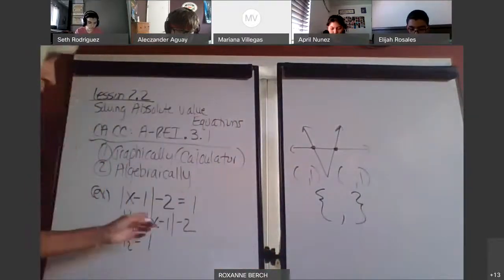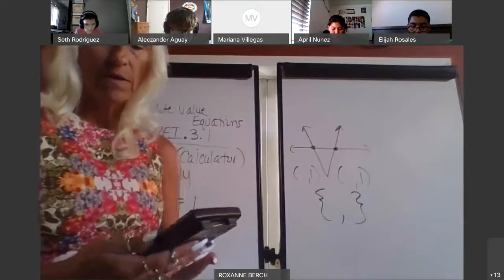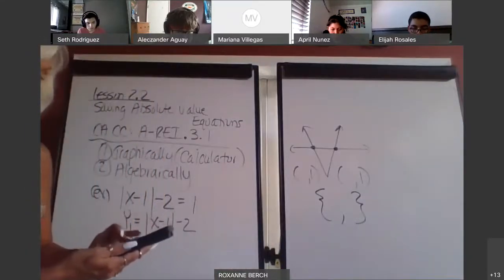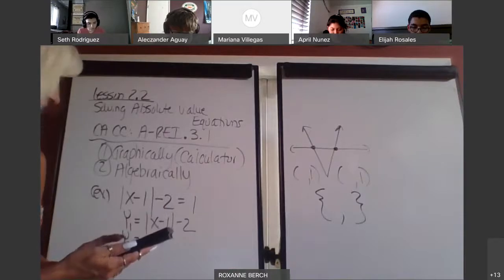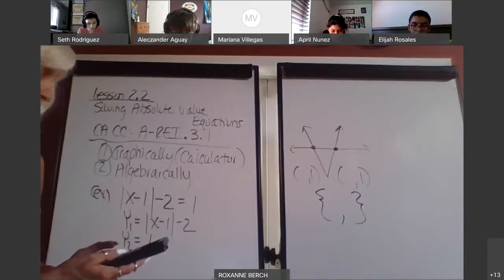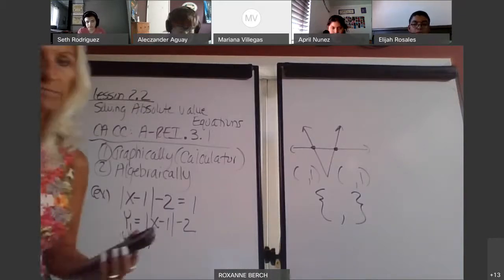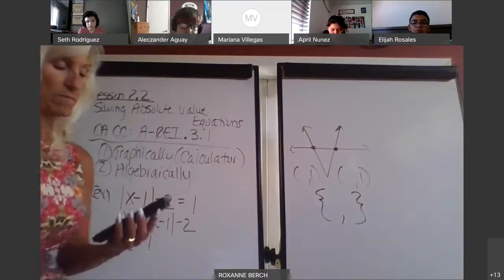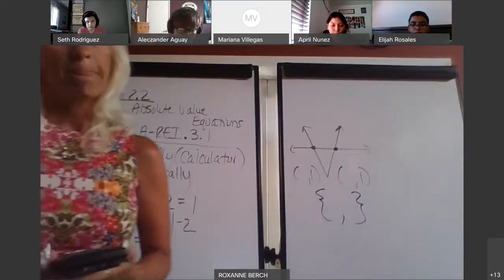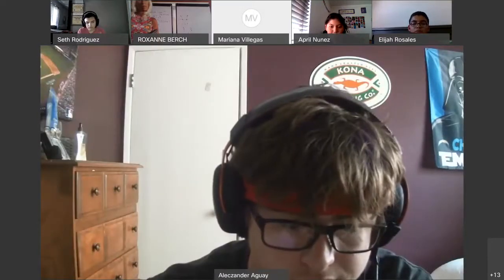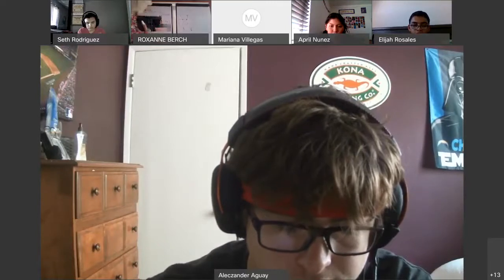Then go back under Y sub, go to math, go to num, and pick ABS. x minus 1, close parenthesis, minus 2, and then y equals 1, and graph. It works now. Yeah. Wait, after the minus 2, we just leave it blank and then press enter? Close parenthesis minus.